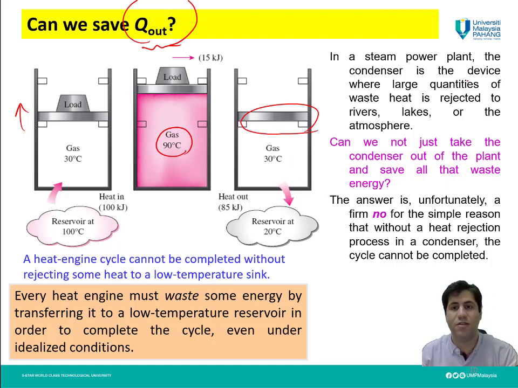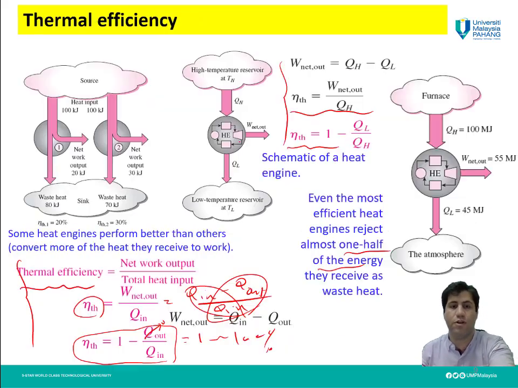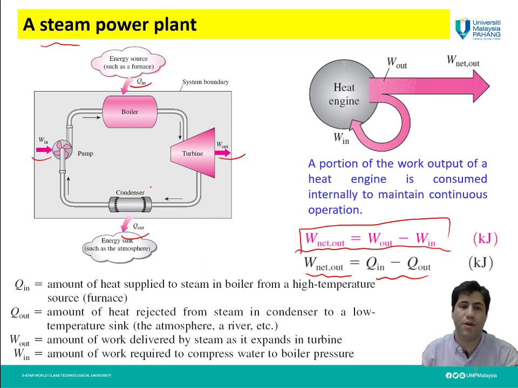In a steam power plant, the condenser is a device where a large quantity of waste heat is rejected to rivers, lakes, or the atmosphere. And we need this, especially for a steam power plant, to reduce the temperature of the working fluid here, as you can see. If the temperature of the working fluid is not reduced here, how can this process happen again? In other words, we cannot move the working fluid again to the turbine. We need to release its energy to the sink. Then we can increase its pressure and send it to the boiler. Then its energy increases again and the turbine can work.